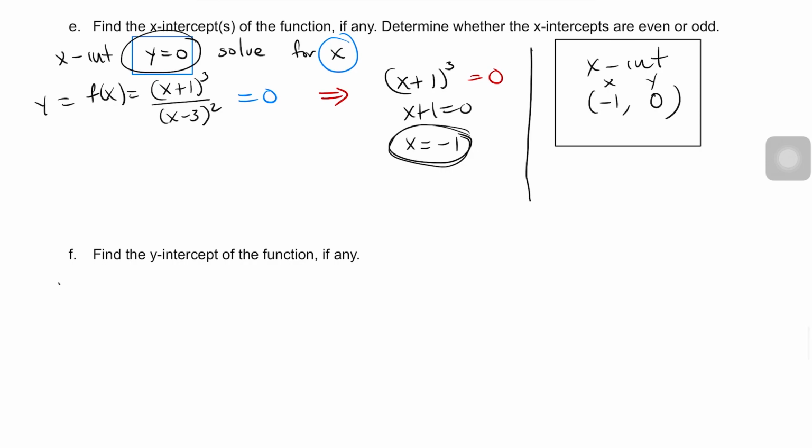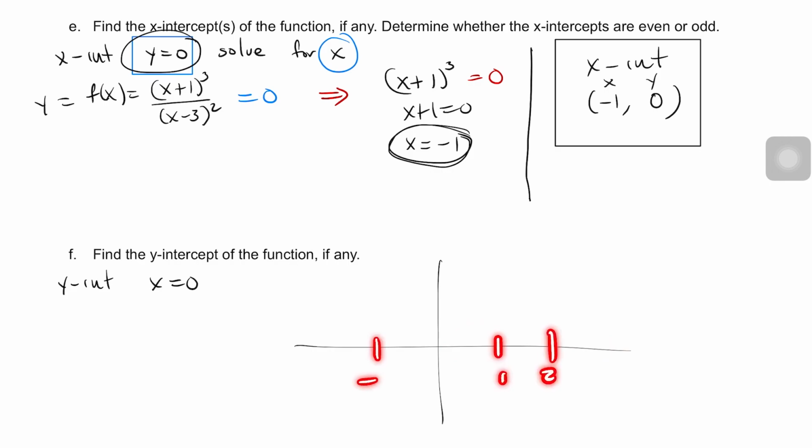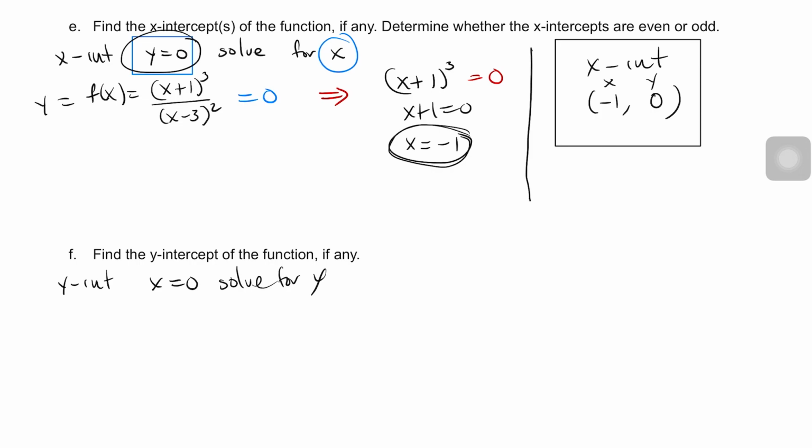Similar argument for the y-intercept. That's going to happen whenever x is equal to 0. If you want to find the y-intercept, you're looking for a point in the graph where it crosses this line, but for that the x value is going to be equal to 0. So we're going to solve for y. Whenever x equals 0, we're going to do the same thing: wherever you see an x, plug in 0 into the original function.